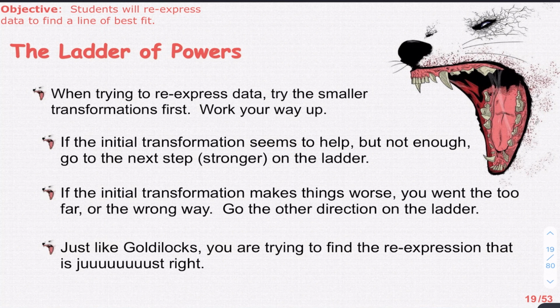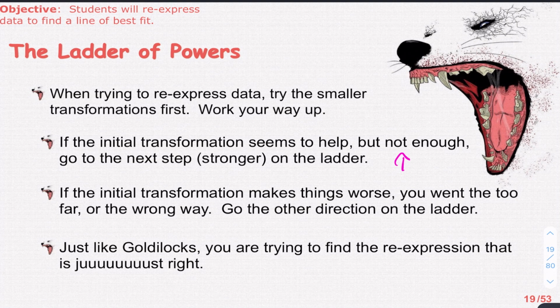When trying to re-express data, try the smaller transformations first and work your way up. If the initial transformation seems to help, but not enough, go the next step or stronger on the ladder. So either keep going, or if the initial transformation makes things worse, you went too far or the wrong way. So go the other direction on the ladder. Just like Goldilocks, you are trying to find the re-expression that is just right.